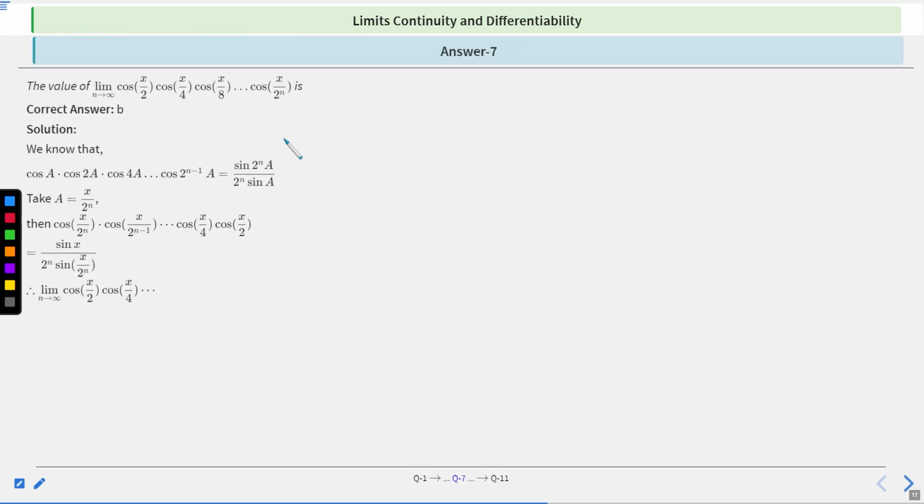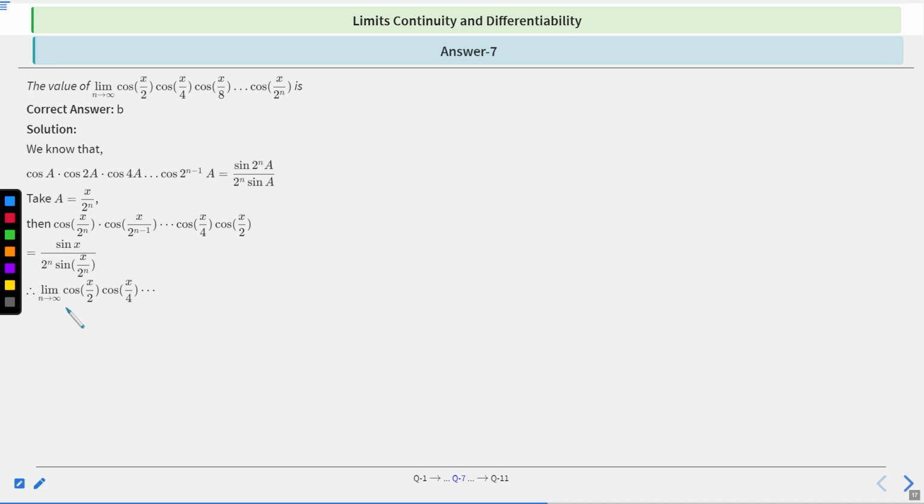Okay, let's move to the solution part. We know this result: cos a into cos 2a into cos 4a till cos 2 to the power n minus 1 a is equal to sin 2 to the power n a upon 2 to the power n sin a. Take a equal to x upon 2 to the power n, then cos x upon 2 to the power n into cos x upon 2 to the power n minus 1 till cos x by 4 into cos x by 2 can be written as sin (2 to the power n into a), which is x by 2 to the power n. So 2 to the power n and 2 to the power n will cancel out. So it is sin x upon 2 to the power n sin (x by 2 to the power n).